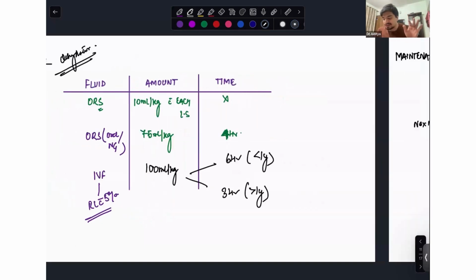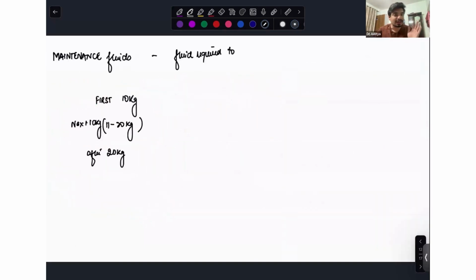The next thing that comes is maintenance fluid. Now, what is the concept of this maintenance fluid? The name itself is telling you maintenance. This is the fluid required to maintain you, to keep you alive. We say on a daily basis, you should drink 2 to 2.5 liters of water. That is the maintenance fluid for adults.